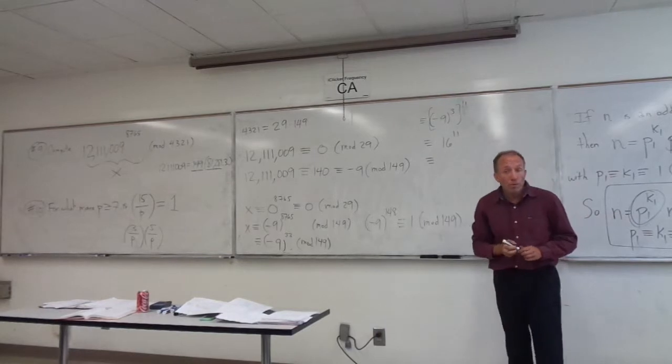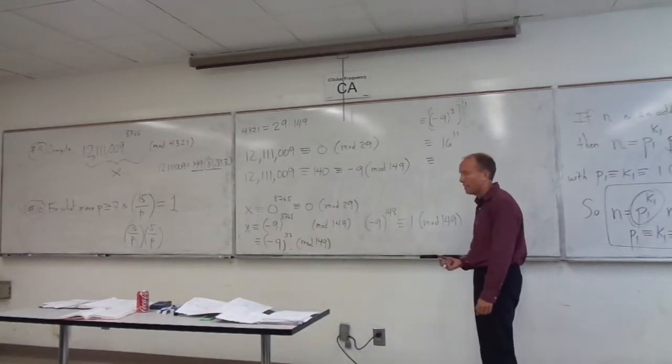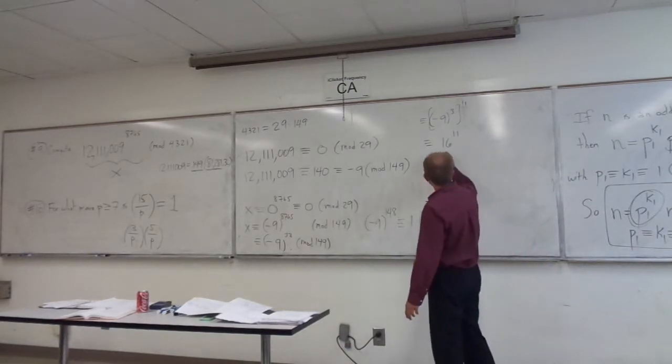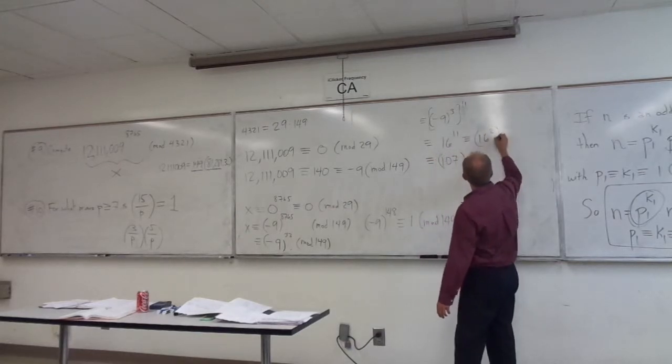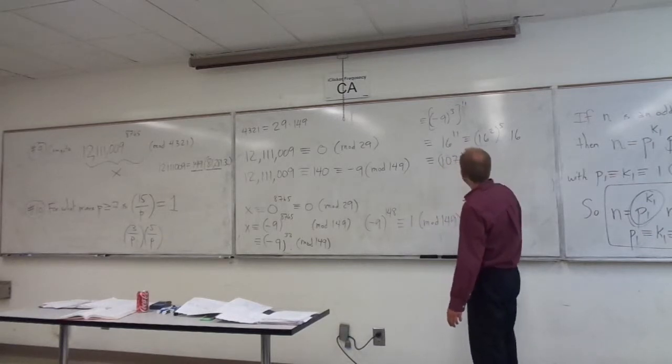And 16, of course, now I could square that. 16 squared is 256, and in mod 149, that's going to be 107, or negative 113. So 107. So this is going to be 16 squared to the 5th times 16. So 107 to the 5th times 16.